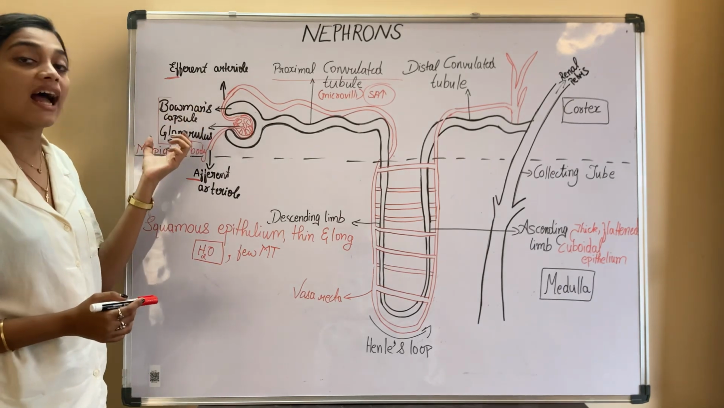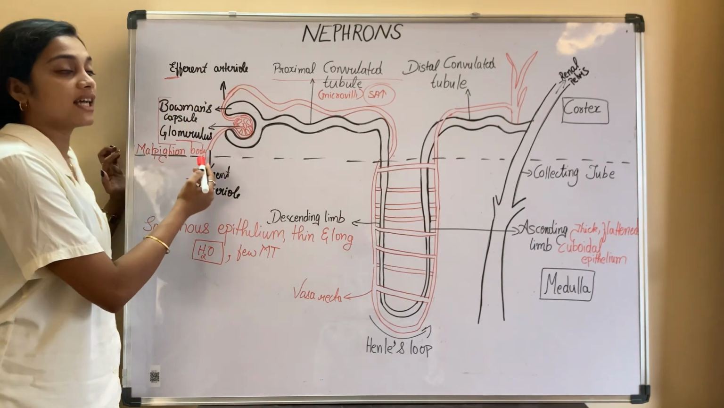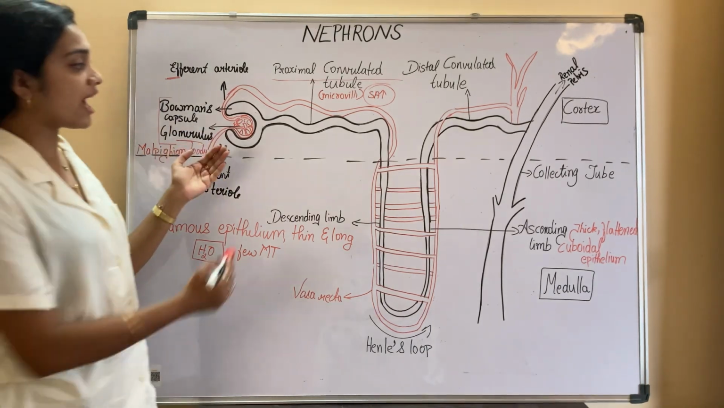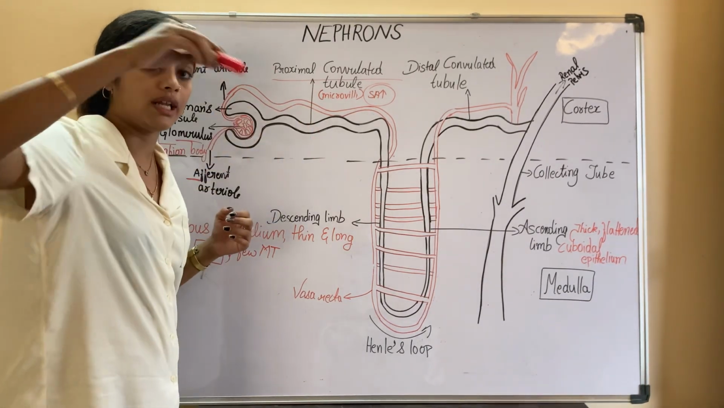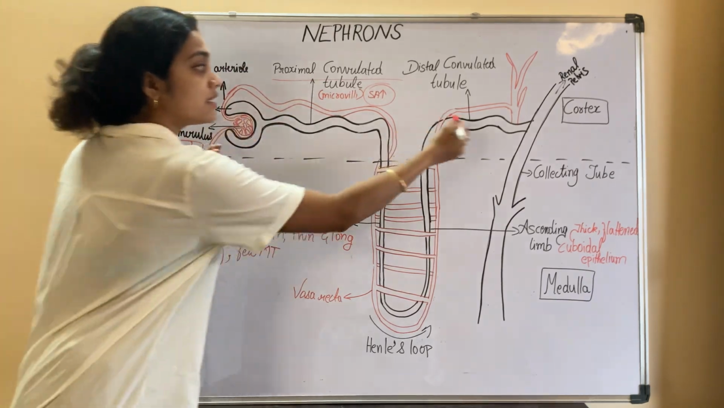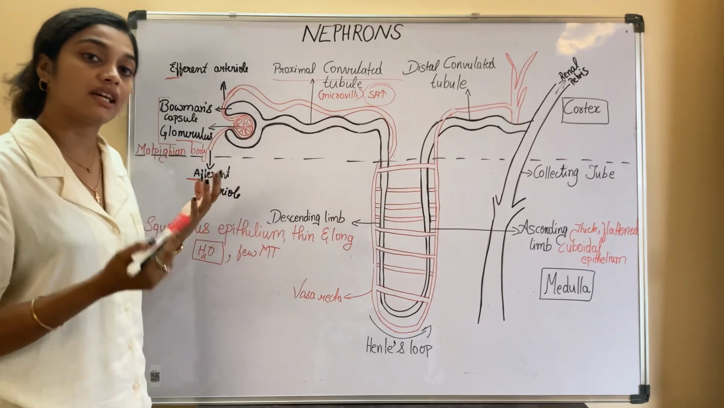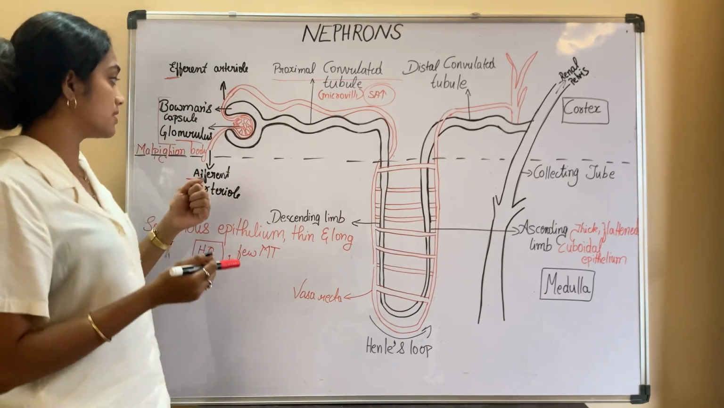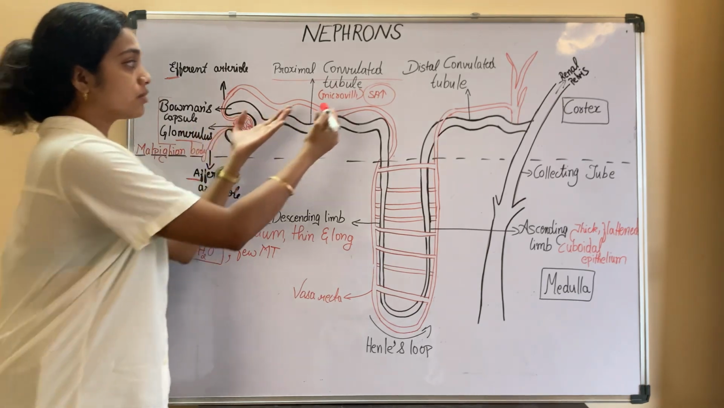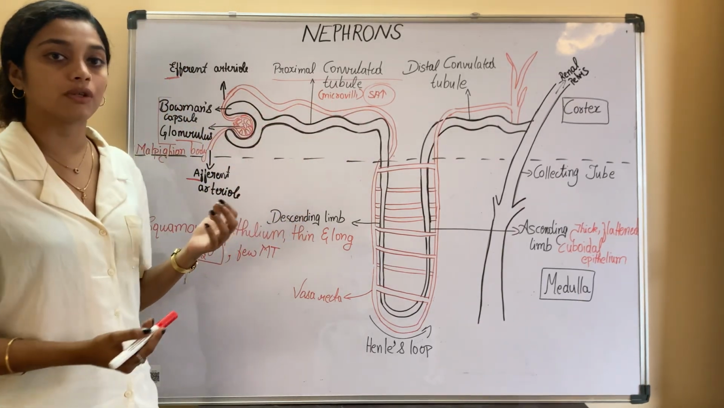Bowman's capsule and glomerulus together we call the Malpighian body. After this we have a region which is highly convoluted, which is called the proximal convoluted tubule. On this side also we will see a distal convoluted tubule. Now how to remember this? This glomerular region is near to this proximal convoluted tubule.